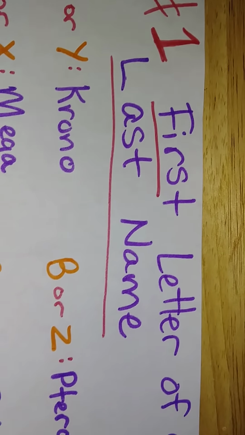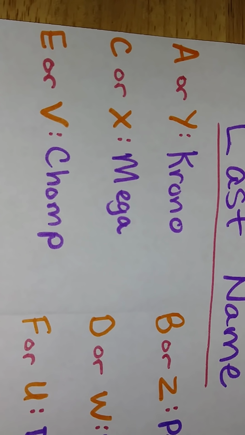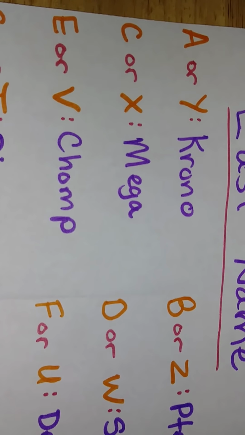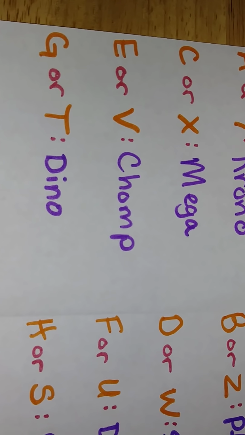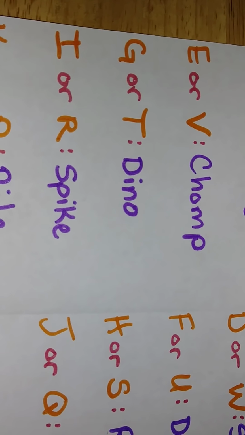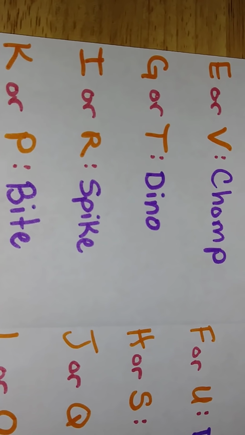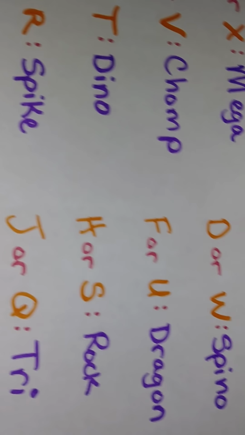All right, so for the first code, you are going to take the first letter of your last name. So if it's A or Y, it's chrono. C or X, mega. E or V, chump. G or T, dino. I or R, spike. K or P, bite. M, Bronto.